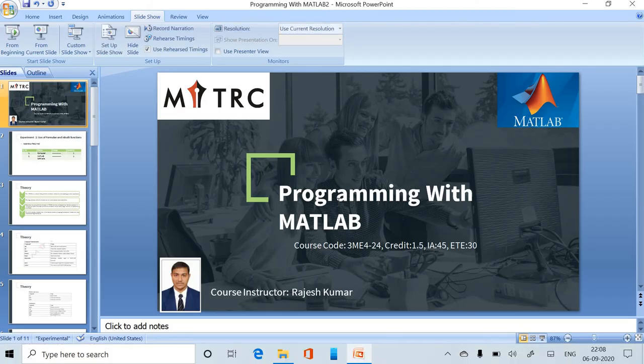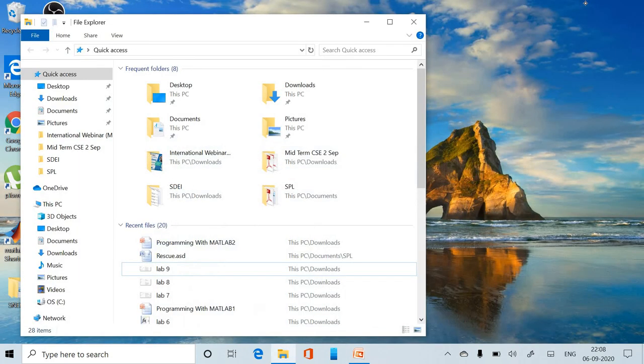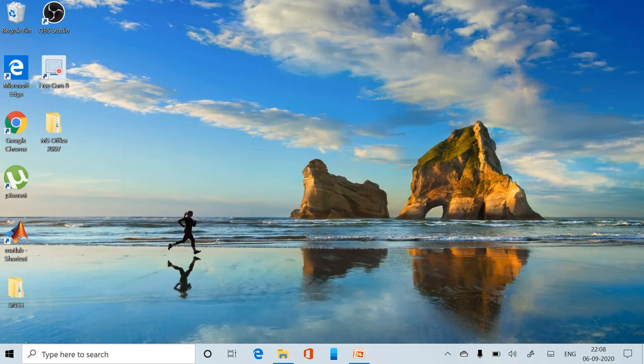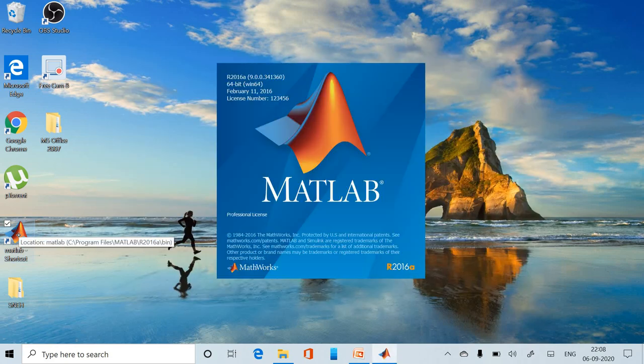We'll come back. So what was the procedure's first step? First step was to open the MATLAB exe file. So this is the MATLAB exe I have already installed. So I have double clicked and opened the MATLAB exe file.